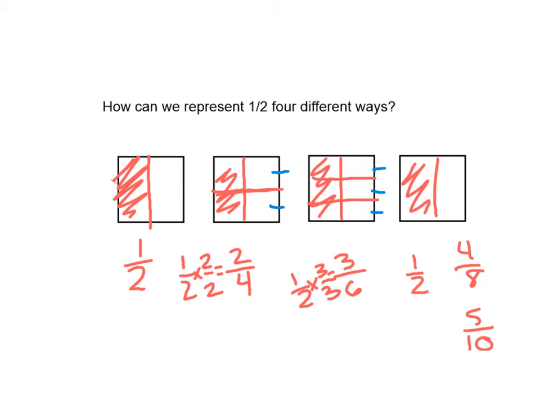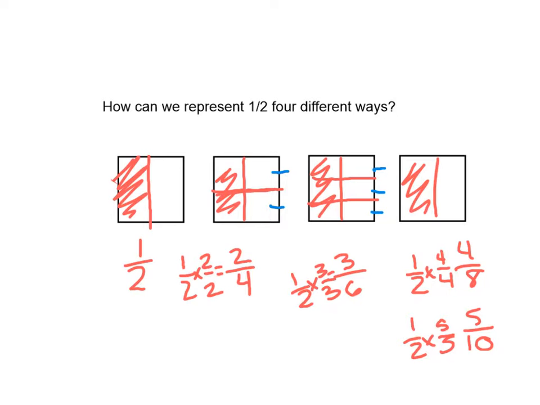If you said 4/8, you multiplied by 4 over 4, because 1 times 4 is 4, and 2 times 4 is 8. And if you said 5/10, 1/2 times 5 over 5. 1 times 5 is 5, 2 times 5 is 10.